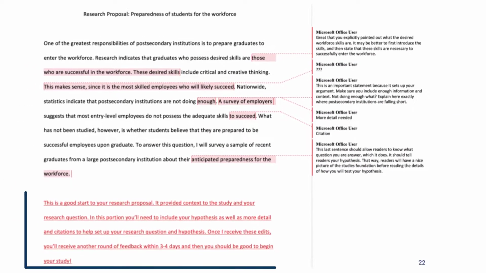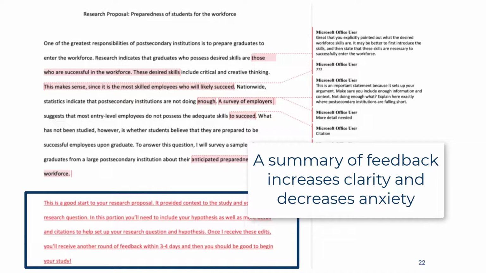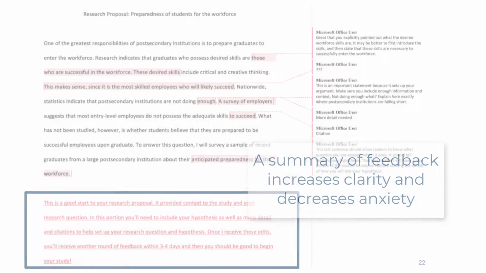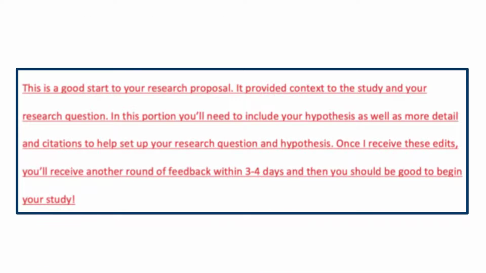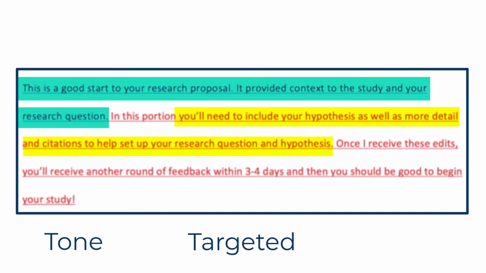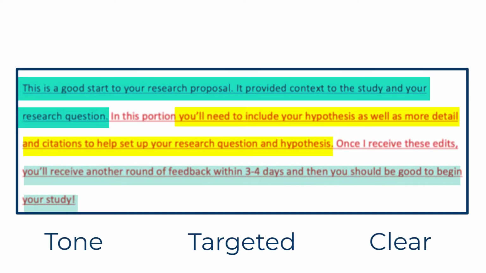Comments summarizing multiple points of feedback can be very helpful for students and prevent them from feeling overwhelmed. The one in this example provides the student not only a clear roadmap of the edits they need to make, but also what to expect in the future, another round of feedback before they can begin their study. Notice how these comments all incorporate the key characteristics of effective feedback that we reviewed earlier: a balanced and sensitive tone, targeted suggestions, and clear communication.